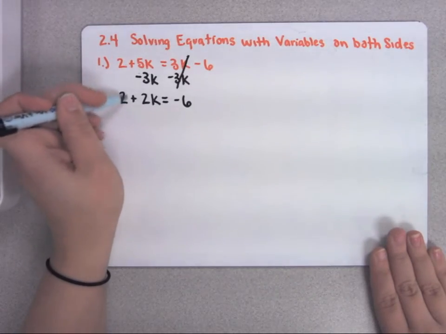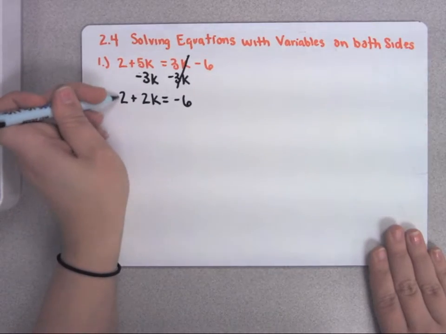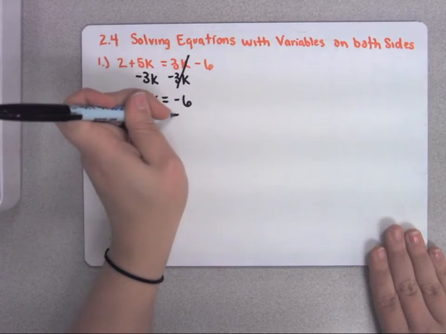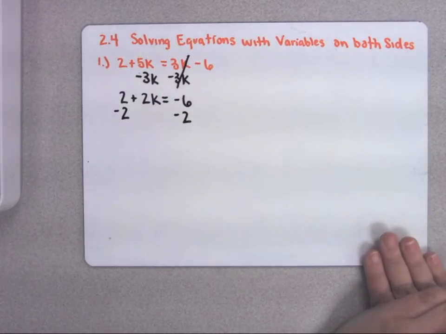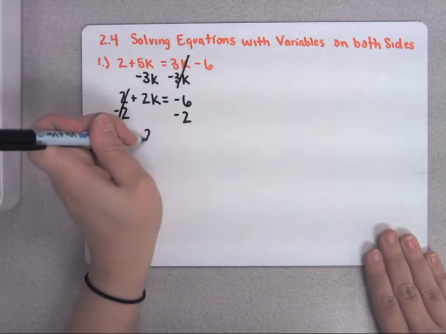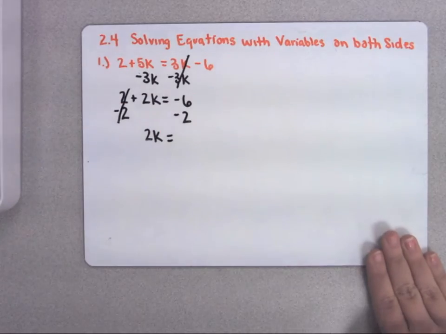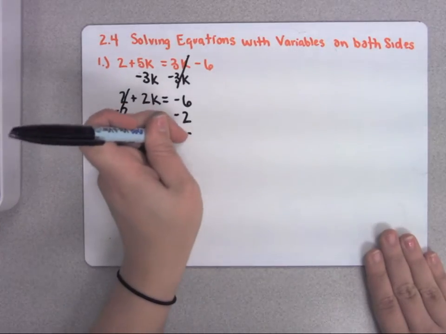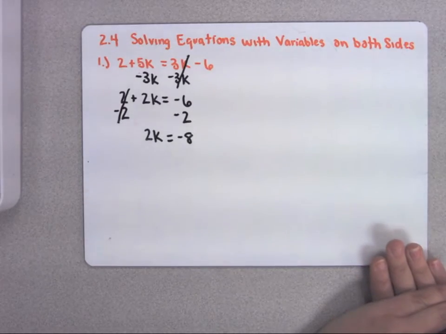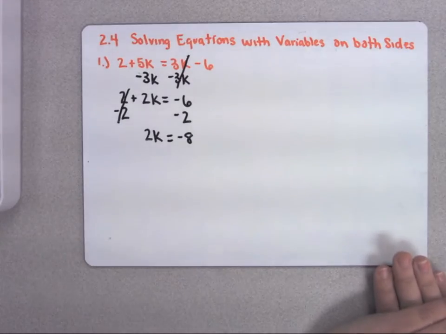So take this 2 right here. How do I move it to the other side? Subtract it, because it's positive; there's nothing in front of it. We subtract 2 from 2 and subtract 2 from negative 6. 2 minus 2, those cancel out. We're left with 2K equals, what is negative 6 minus 2? Negative 8. This is just like what we did before. The first step was the only thing that was different. Now it says 2K equals negative 8.